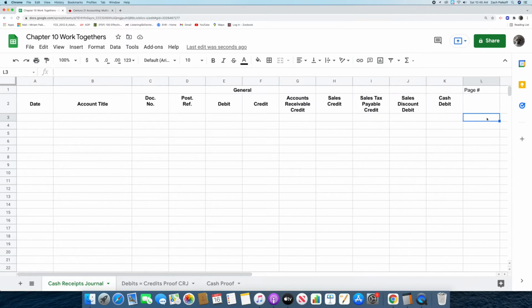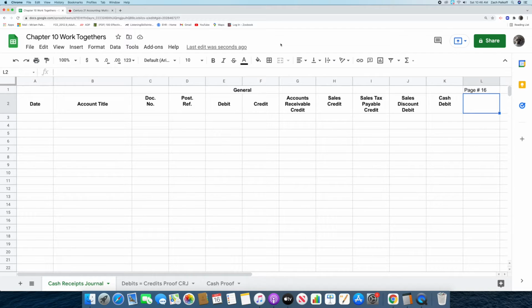Alrighty, so now we're going to be moving on to the 10-2 work together, in which we will be journalizing cash receipts and also proving and ruling a cash receipts journal. So the first thing that we're going to do is put in the page number for this cash receipts journal, which is going to be page number 16.